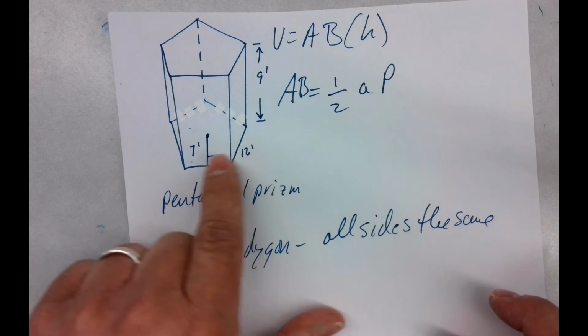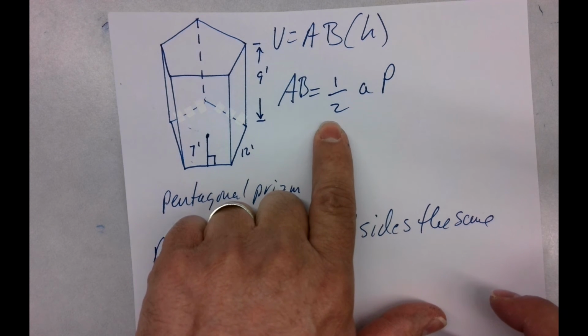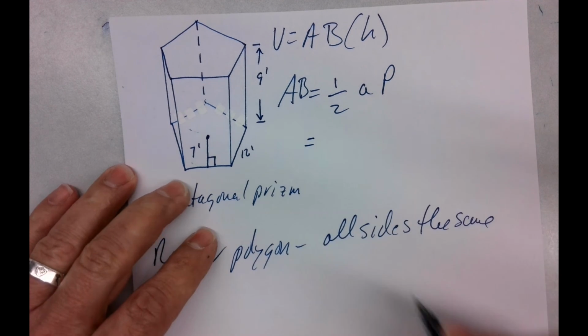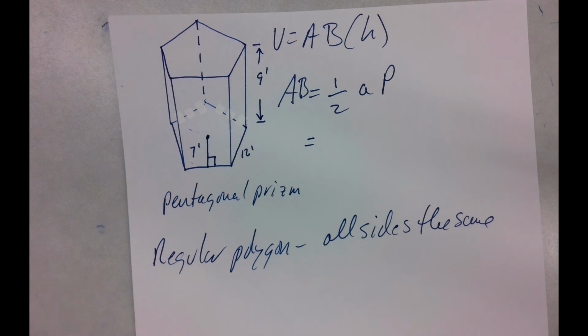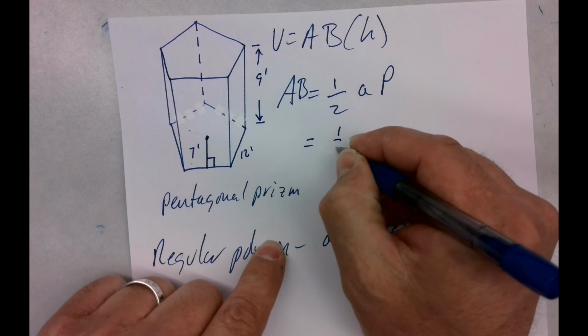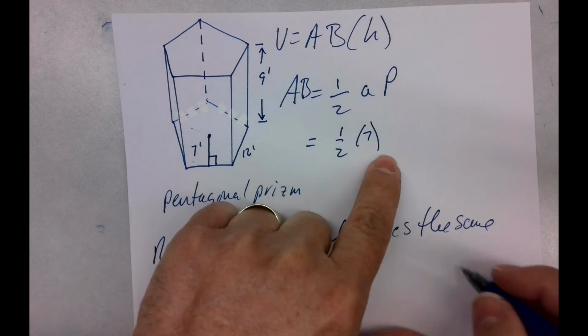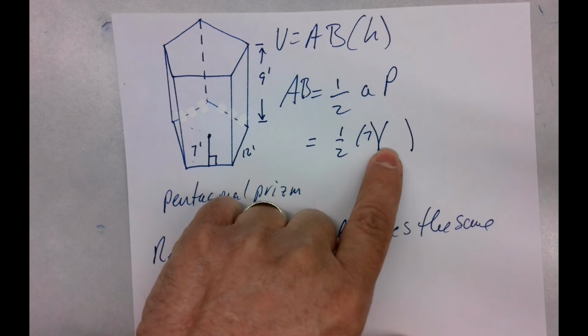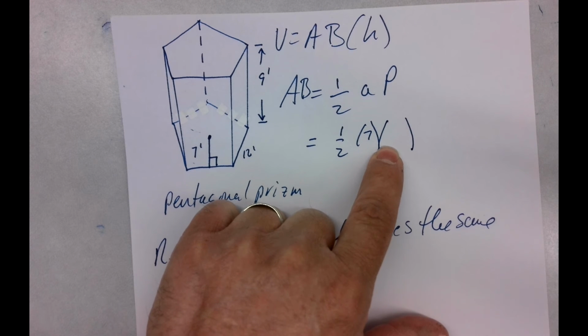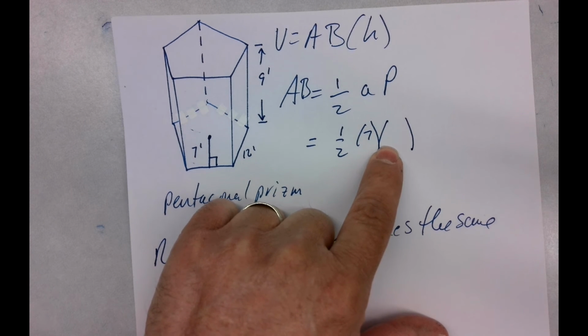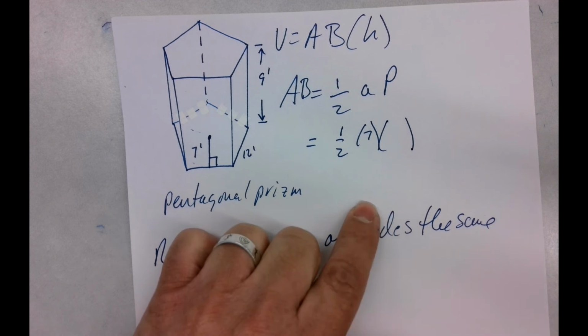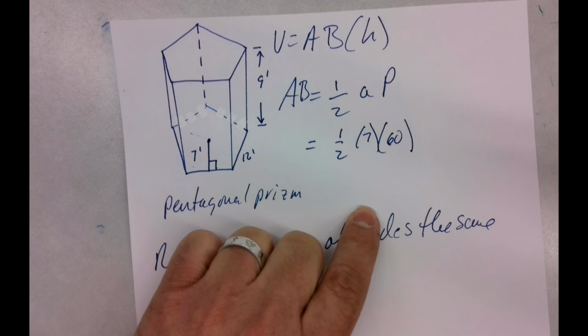Well, to find the area of the base, I'm going to do this. Now, I'm going to tell you, everyone screws this up the first time, and I don't know why that is. 1/2, my apothem, I've told you, is 7. And for some reason, what does everyone put right there? 12. Wrong. 9. I would have put that, I'm going to be honest. Perimeter. It's 60.